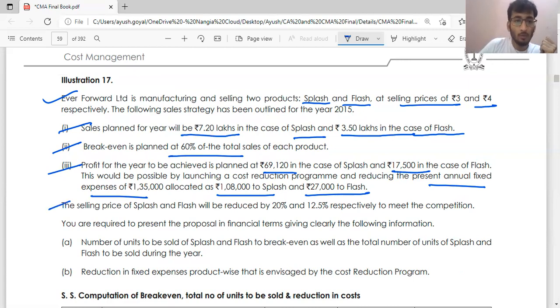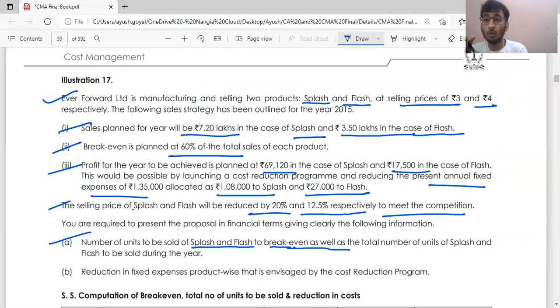Don't worry. Okay. So the selling price of splash and flash will be reduced by 20% and 12.5% respectively to meet the competition. We're required to present the proposal in financial terms, giving clearly the following information. The number of units to be sold of splash and flash to break even, as well as the total number of units of splash and flash sold during the period.